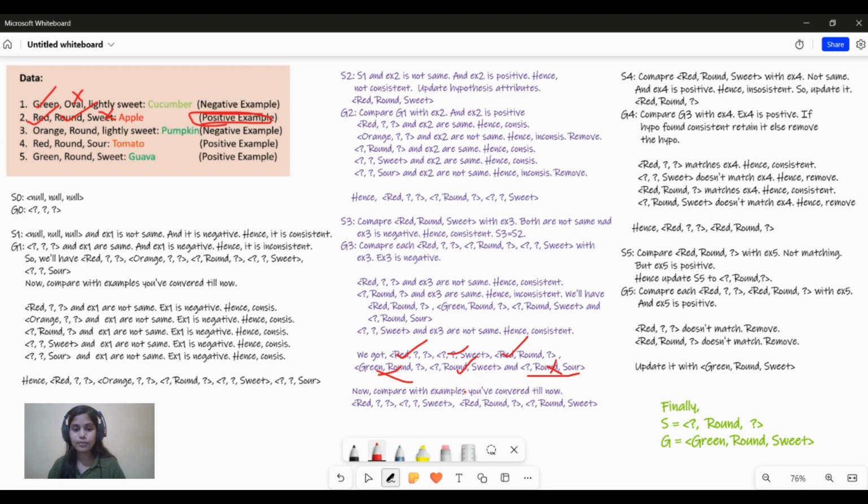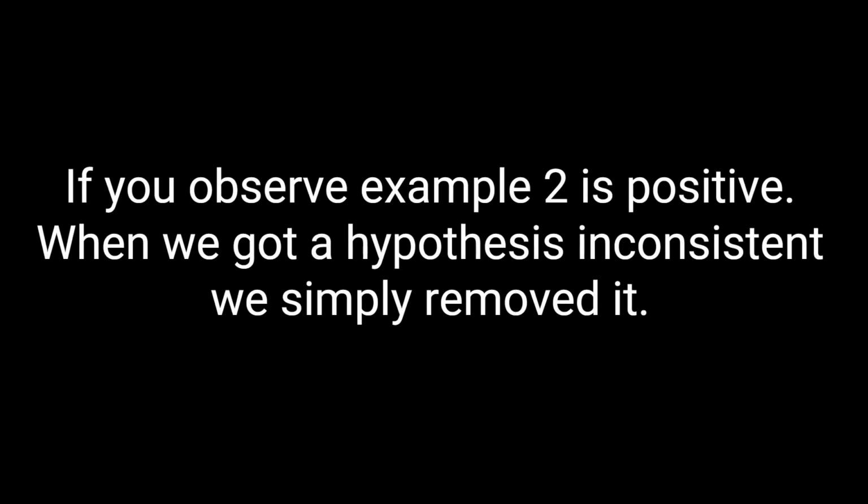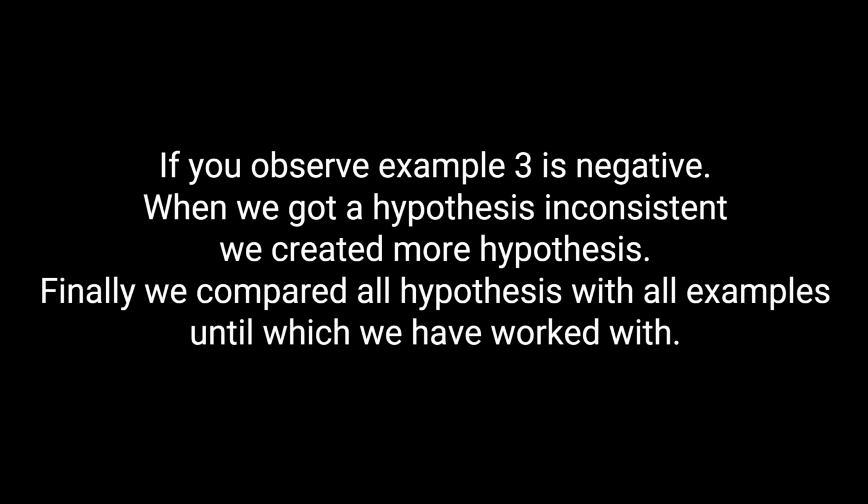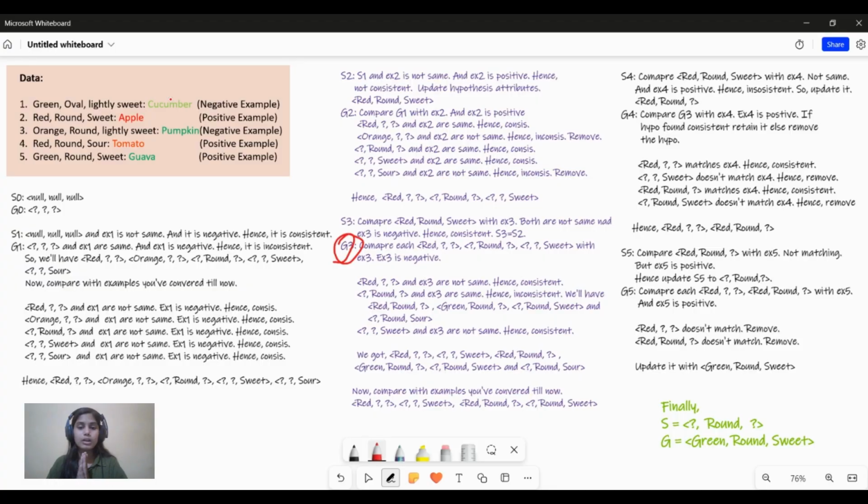So we are remaining with four hypotheses. Four hypotheses are remaining with us in the third general hypothesis. If you observe, example 2 is positive. When we got a hypothesis inconsistent, we simply removed it. If you observe, example 3 is negative. When we got a hypothesis inconsistent, we created more hypotheses. Finally, we compared all hypotheses with all examples which we have worked with. Whew, this is too much. Now let's jump on to the fourth example.